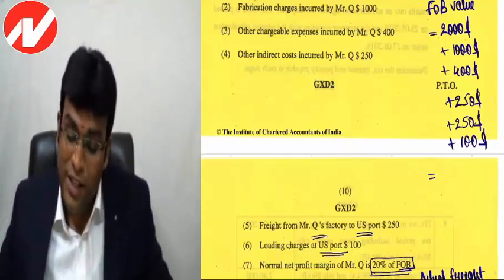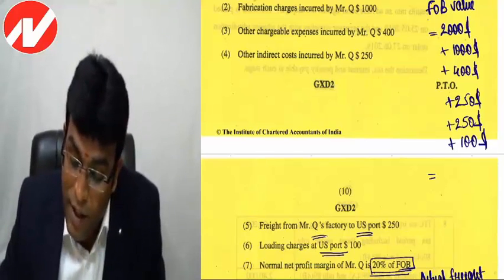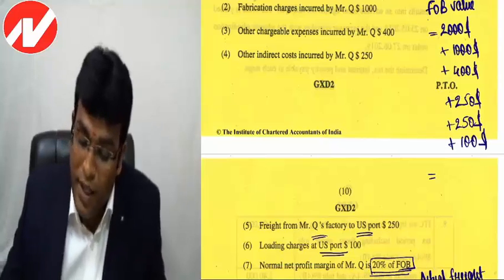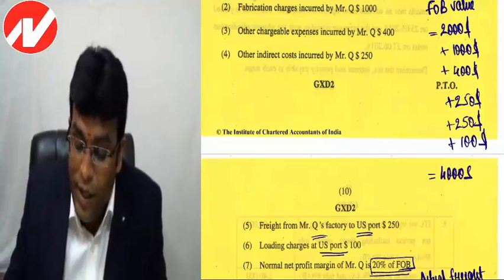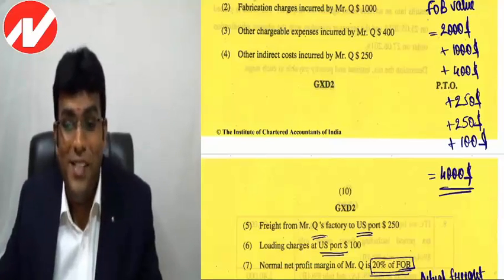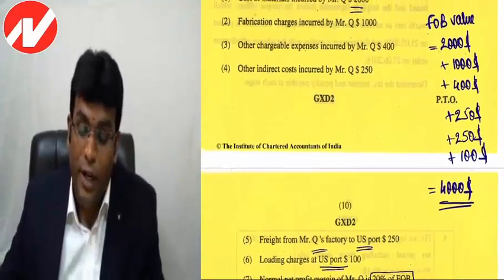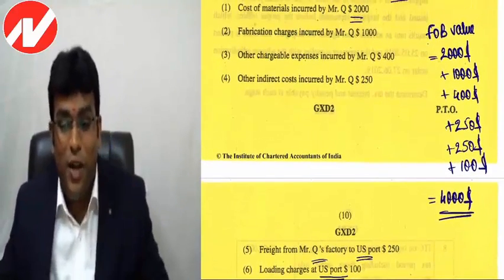Correct, right? Let's check that once. 2,000, 3,000, 3,400, 3,900, 4,000. Exactly. FOB value is $4,000. Clear, my dear friends? Speak out. Exactly.